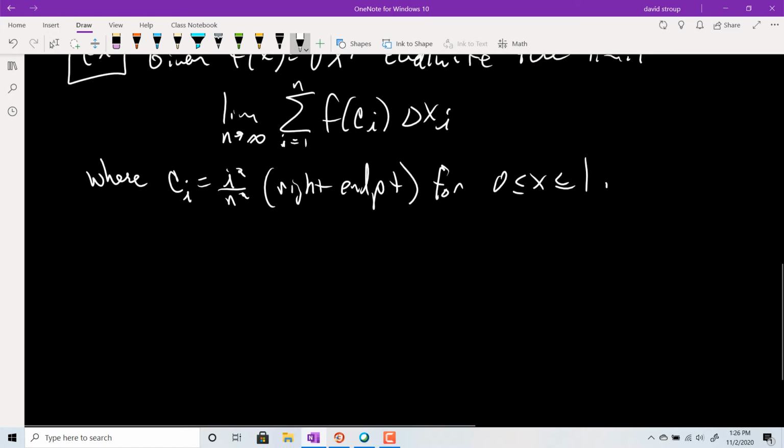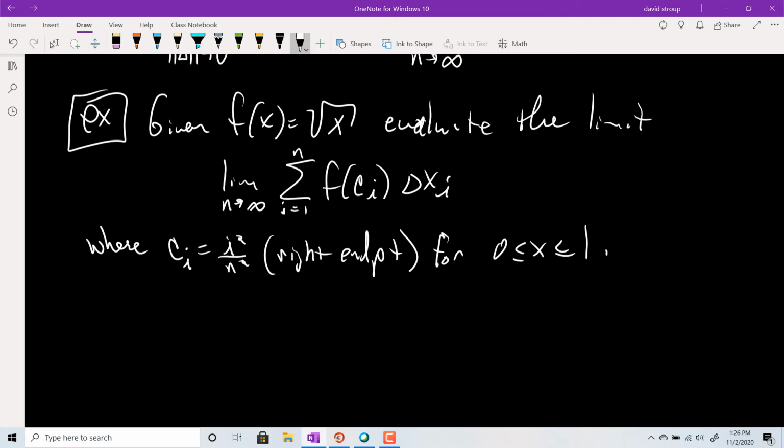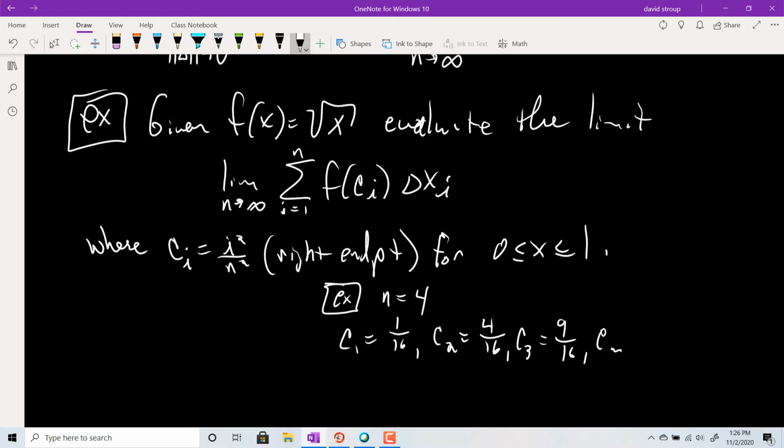Okay, so what's different now is the widths of these intervals. A visual picture kind of helps. So maybe a sub-example here with n equals 4, and in that case c sub 1 would be 1 over 16, c sub 2 will be 4 over 16, c sub 3 is 9 over 16, c sub 4 is 16 over 16, and what does the picture look like in that case then? Start at 0, go to 1.